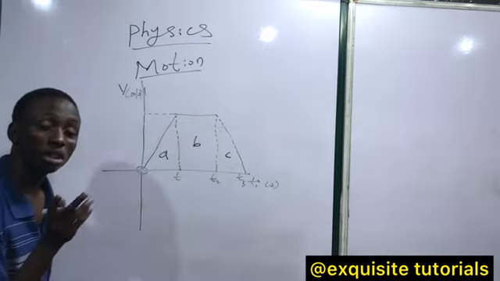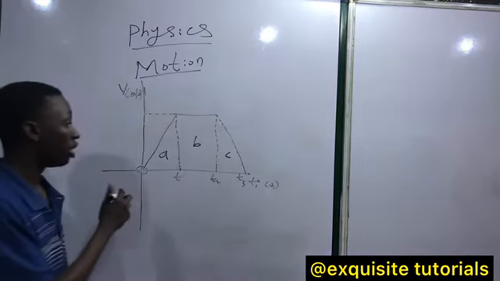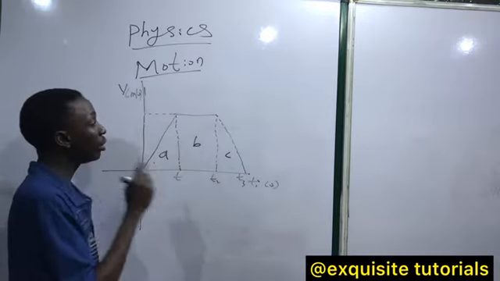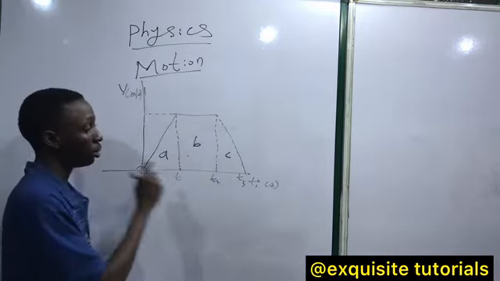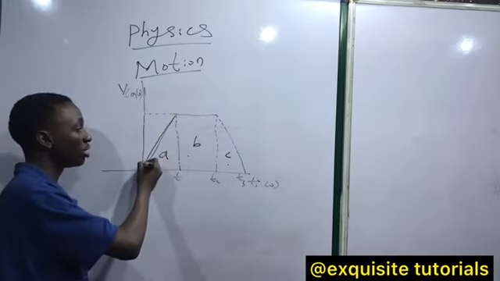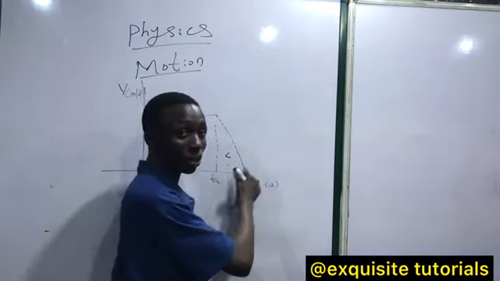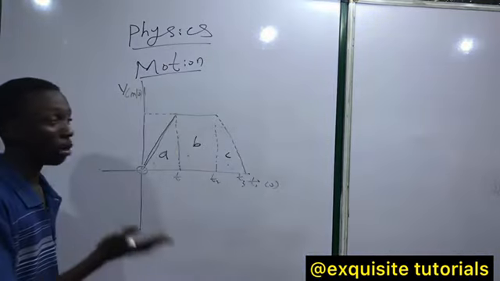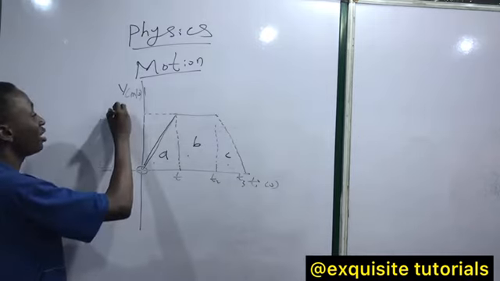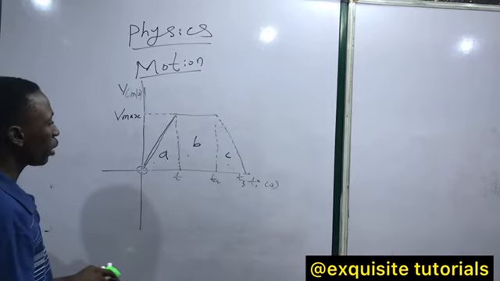So to calculate the area covered, the total distance, we simply calculate the area of this triangle plus the area of this rectangle plus the area of this triangle. Now you see this steep line is representing the acceleration of the body, while this steep line is representing the deceleration of the body, of course. Now this is the maximum velocity of the body.